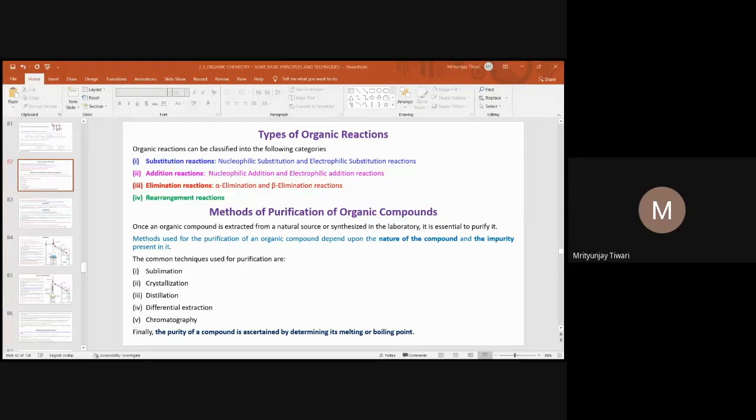Once that is done, we can take out this thin layer chromatography plate and measure the distance from the baseline to which different spots have moved. Suppose the substance here has moved to this distance; from the baseline to this point is the distance moved by the substance, which is x, divided by the distance moved by the solvent from the baseline, y.